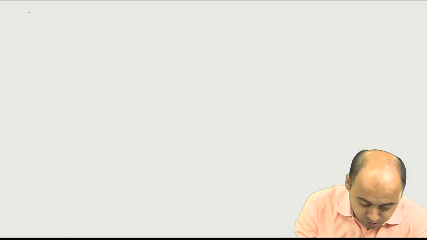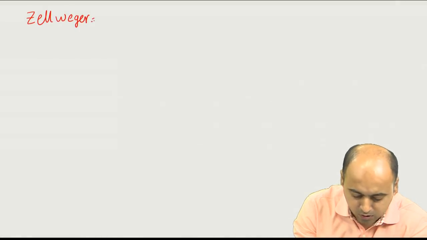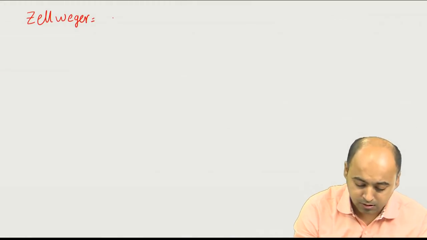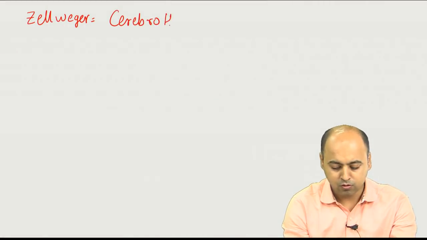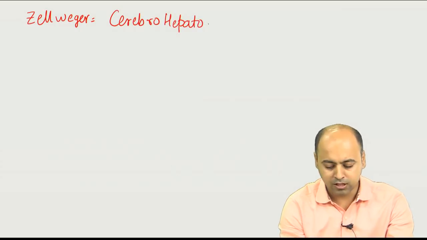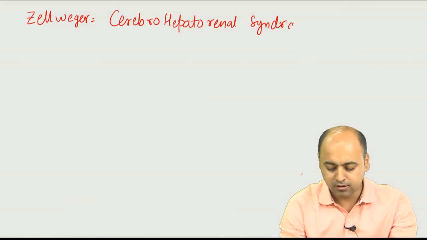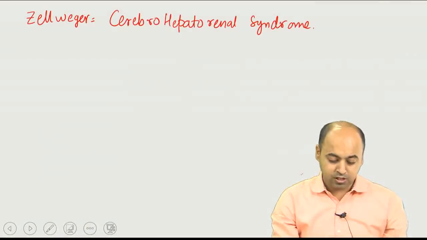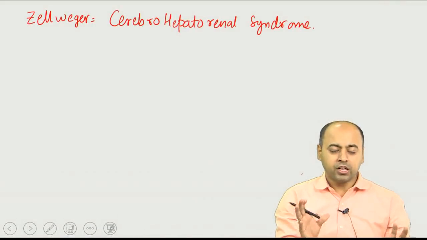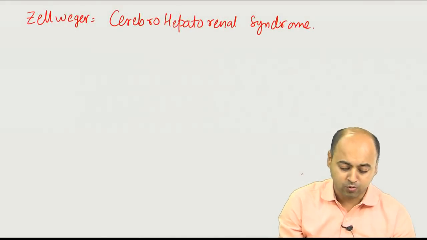The Zellweger syndrome, also known as the cerebro-hepatorenal syndrome. These are the three systems which are involved: the brain, the liver and the kidney. So we call it the cerebro-hepatorenal syndrome.